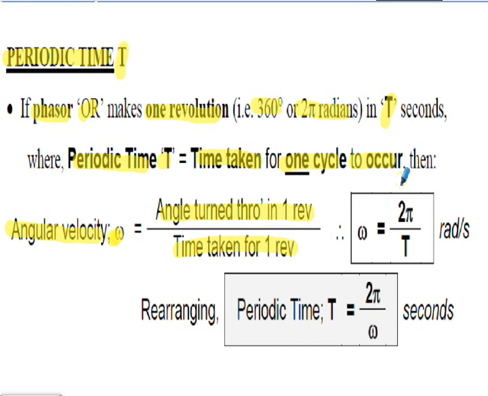So the angle turned through in one revolution in radians would be 2 pi, and the time taken for one revolution is the periodic time, capital T. It's equal to omega. So if we slightly rearrange the equation for capital T, the periodic time is equal to 2 pi over omega. And that would be in seconds.